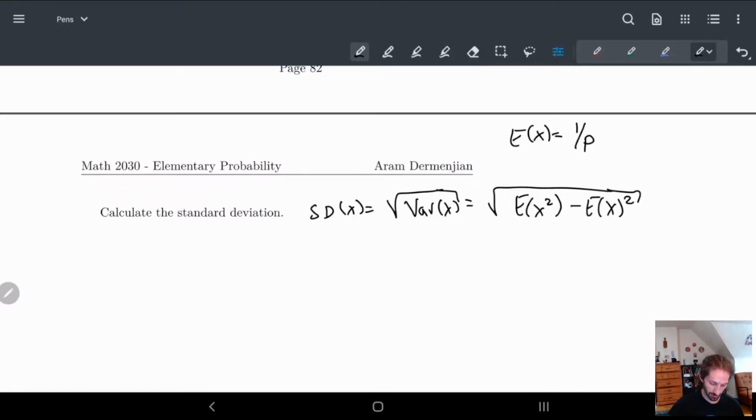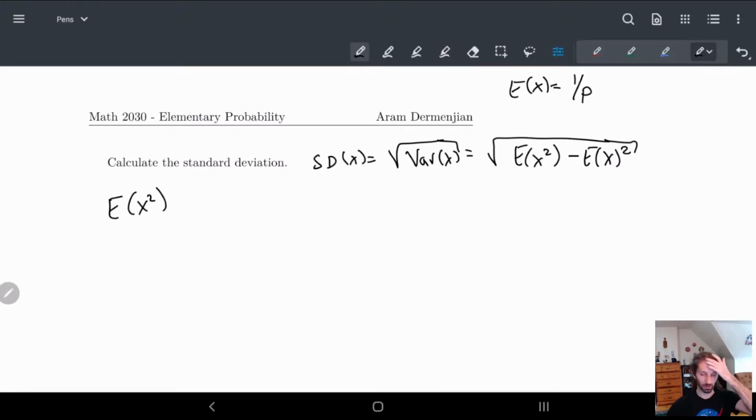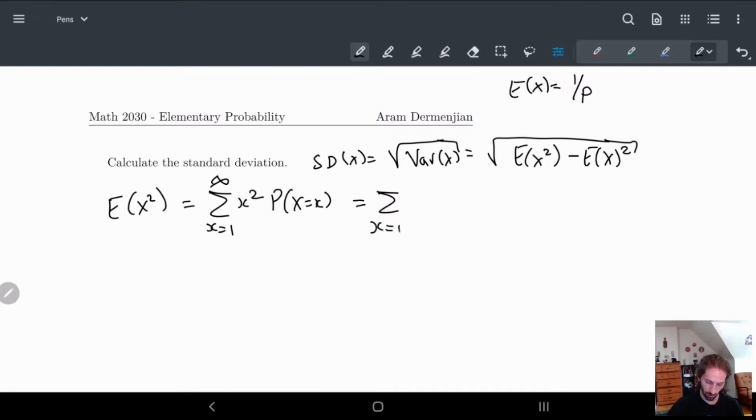How about E of x squared? So let's look at that. And actually, this is basically a very similar thing, right? So here we end up getting the sum from x equals 1 to infinity of x squared. Remember, we apply the function here, so x squared, and then we just do x is equal to x. So at this point, we should be okay with what this is equal to. This is just q to the x minus 1 times p. And I can pull the p in front, right? So I'll just bring the p in front to help.